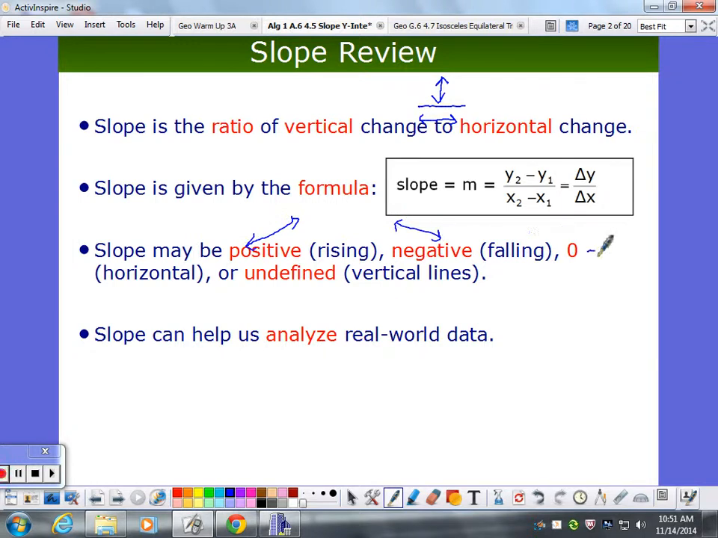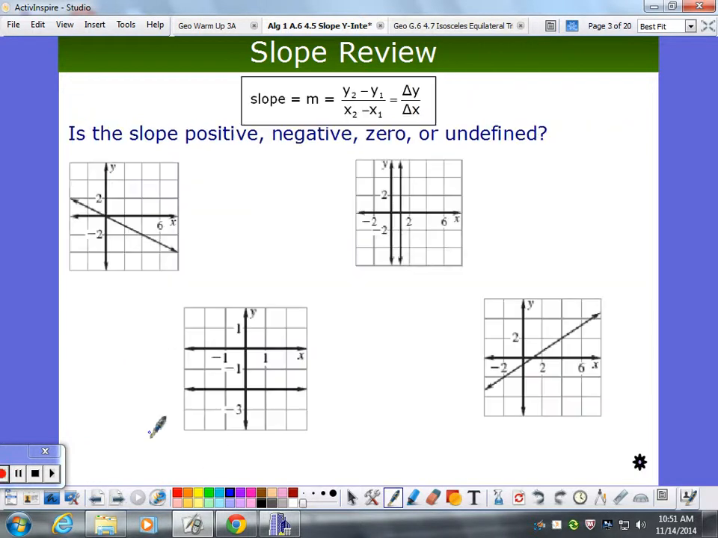A zero slope means there's no tilt at all to a line, yet an undefined slope is the tiltiest tilt we have. We can't get much tiltier than straight up and down, and we need a big number to apply to that. We don't have a biggest number, right? So it's undefined. And we use slope to help us analyze real world data. That was rate of change. So we worked on that last time. Just a quick review. Positive, negative, zero, undefined.